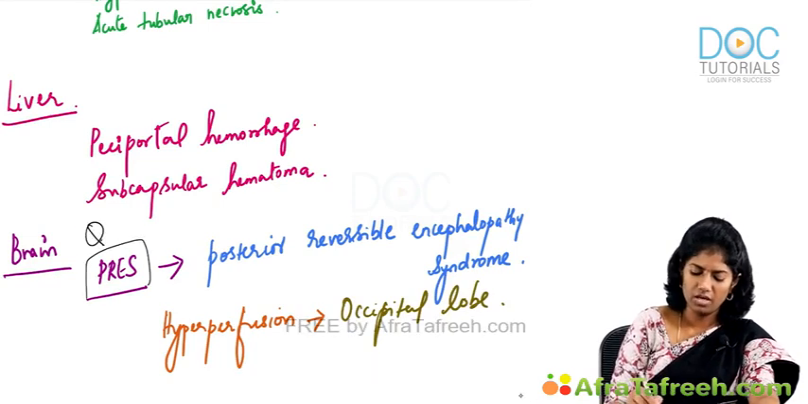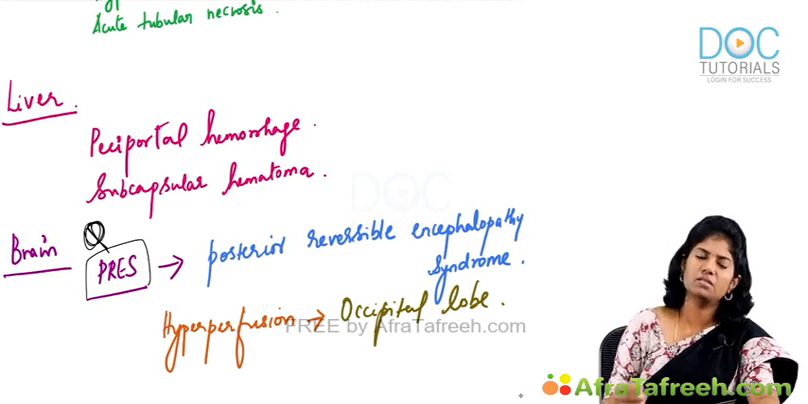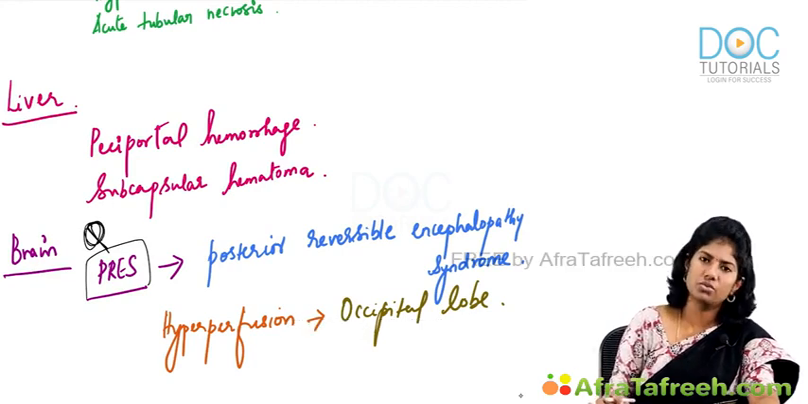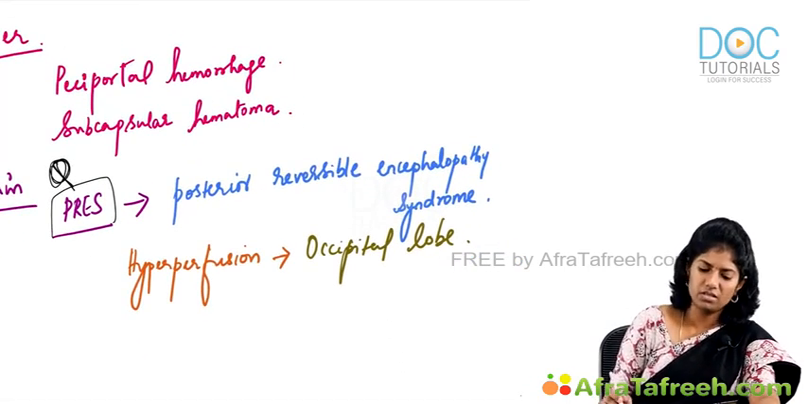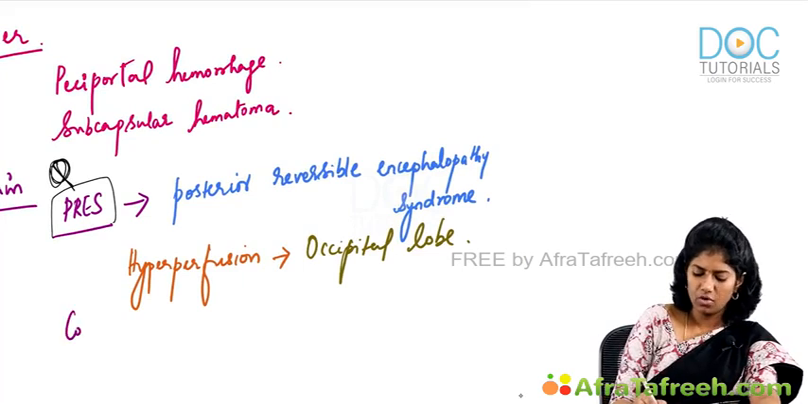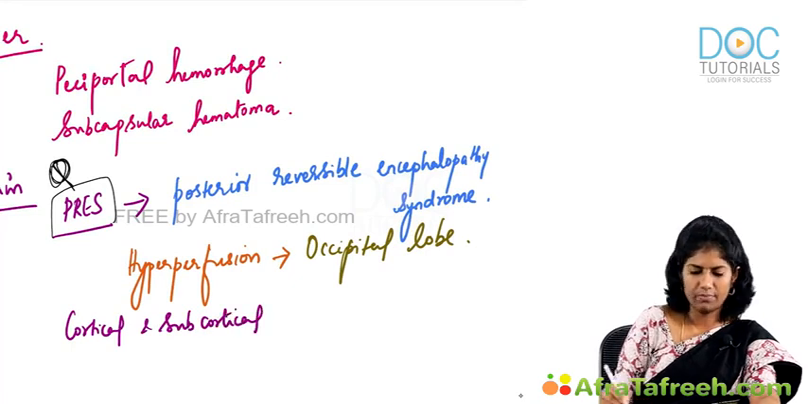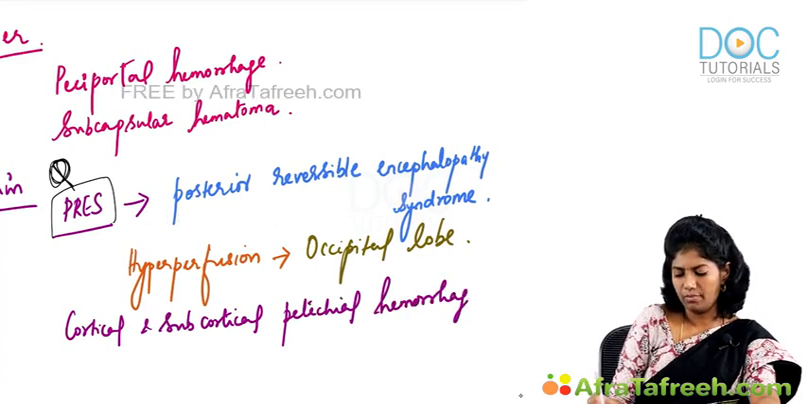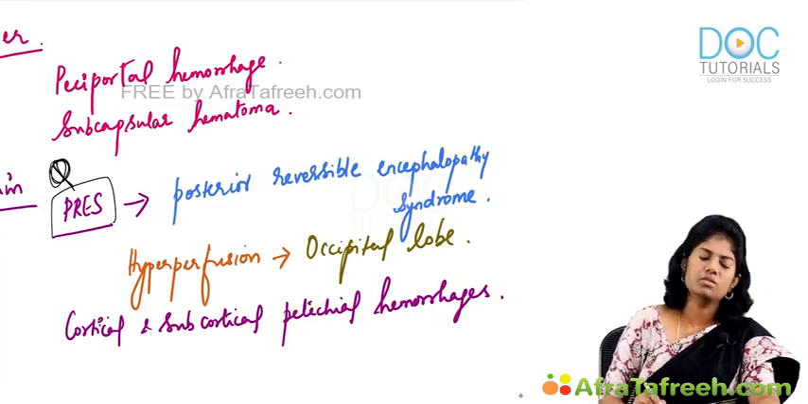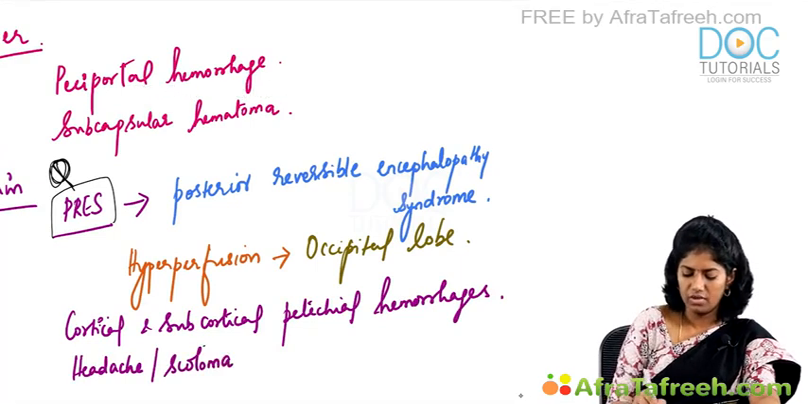PRES is a complication of preeclampsia. And which lobe does it involve? It involves occipital lobe. And what is PRES due to? PRES is due to hyperperfusion. So what are the other changes in brain apart from this? We have cortical and subcortical petechial hemorrhages. So headache and scotoma as a result of brain involvement.